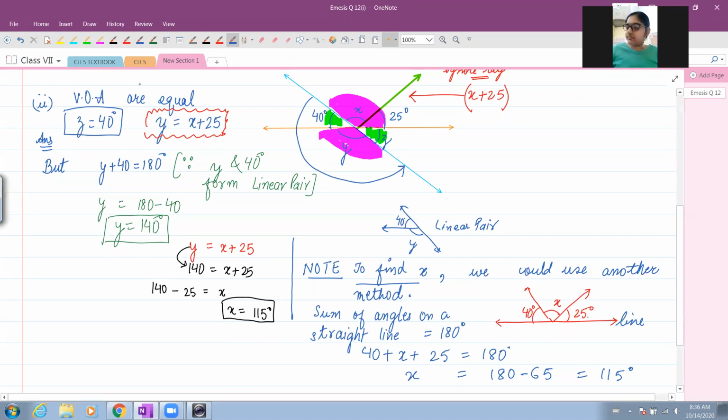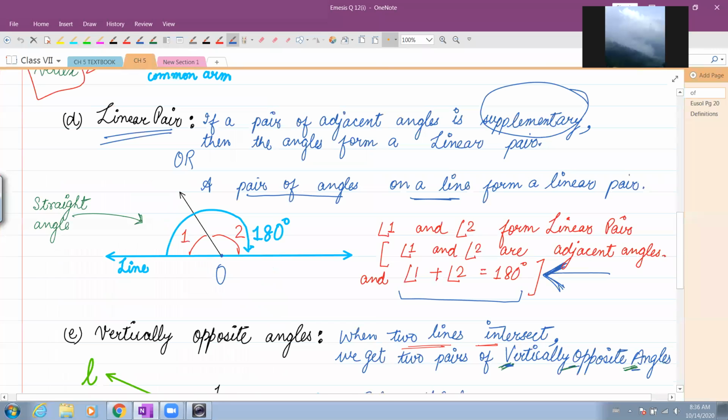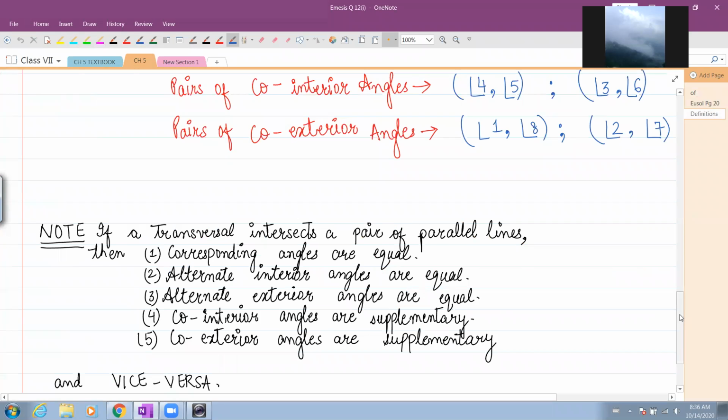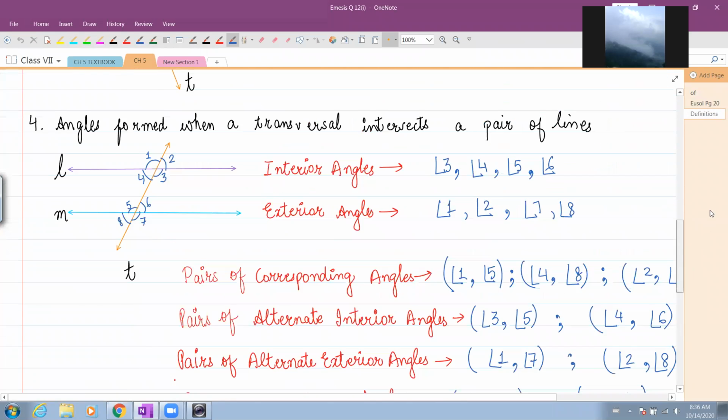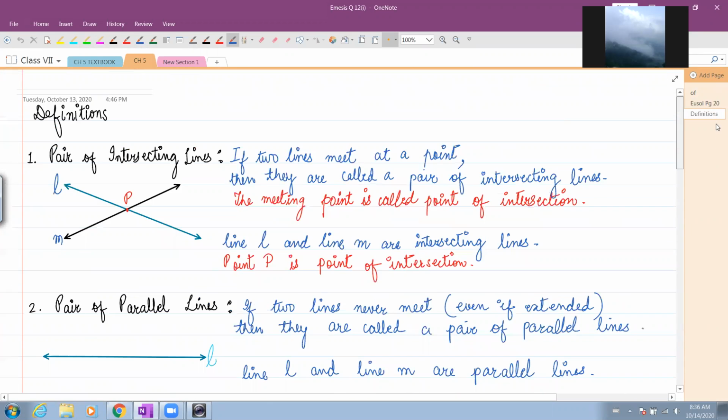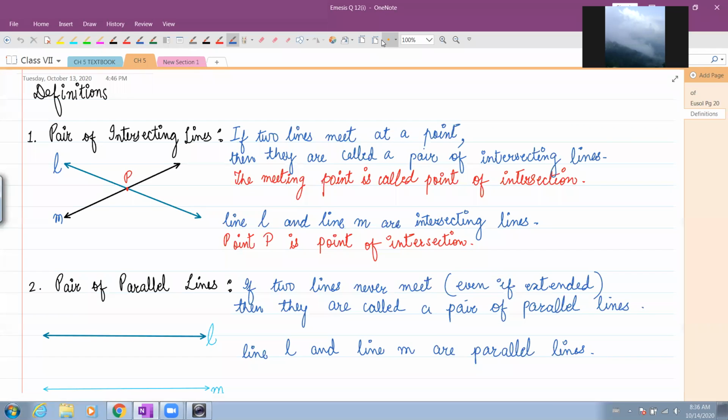Okay, beta. Now after this, you need to do these definitions which I've sent you yesterday evening, and I will be discussing these with you so that you can note down after you complete this exercise.